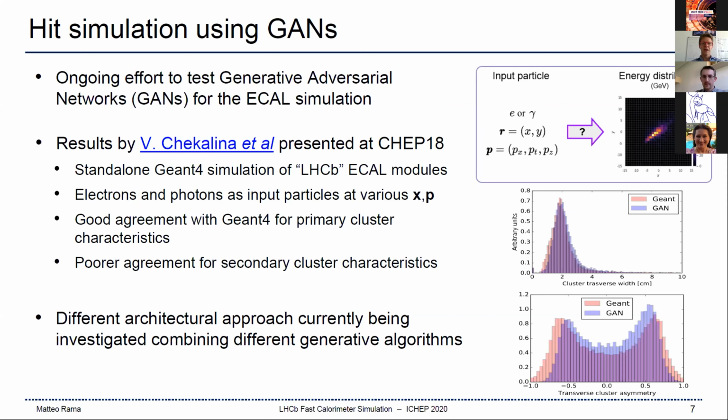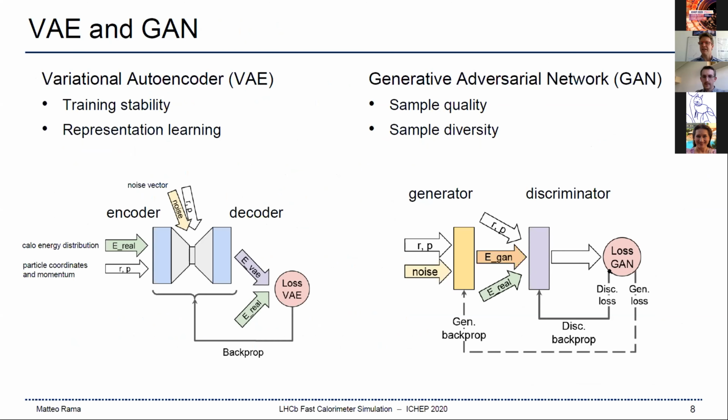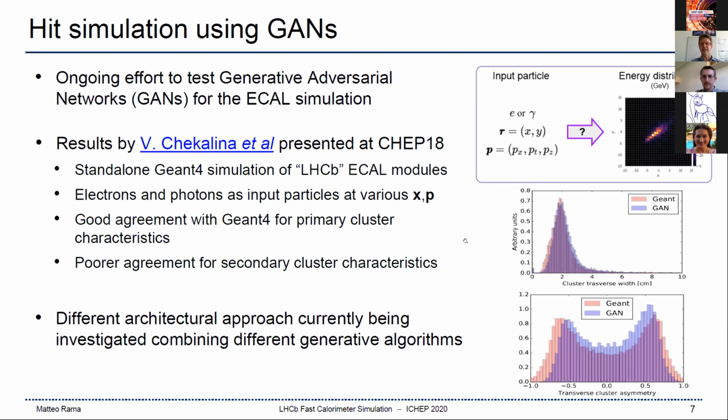And here you can see an example of comparison between Geant4 and the GAN output. In general, we see good agreement between Geant4 and the GAN for primary cluster characteristics. Here on the right, you can see, for instance, the distribution of the transverse width of the cluster, while there is a bit poorer agreement for secondary cluster characteristics. In the meanwhile, the team of developers has changed, and a different architectural approach is currently being investigated.